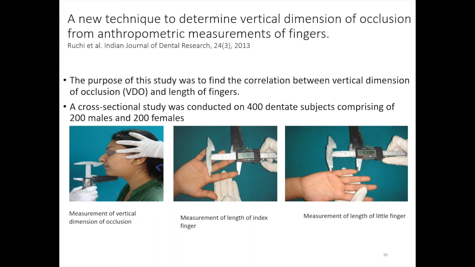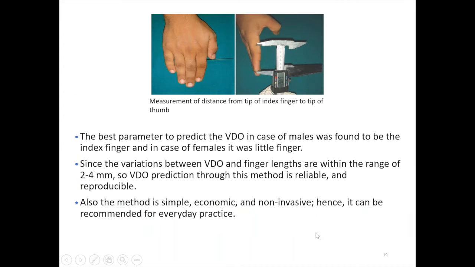So a new technique to determine vertical dimensions from anthropometric measurements of fingers was developed. The purpose of this study was to find the correlation between the vertical dimension of occlusion and the length of the fingers. A cross-sectional study was conducted on 400 dentate patients comprising 200 males and 200 females. The measurement of vertical dimension of occlusion was done with the caliper. Then measurement of length of the index finger was done in case of males, and measurement of length of little finger in case of females.